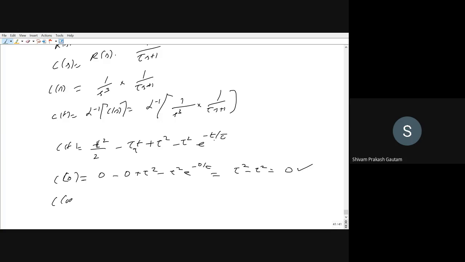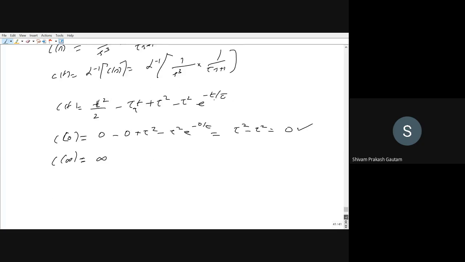At t is equal to infinite, what will be the output? At t is equal to infinite, the output will be infinite. You can see put t is equal to 0, put t is equal to infinite, so our output will be infinite.